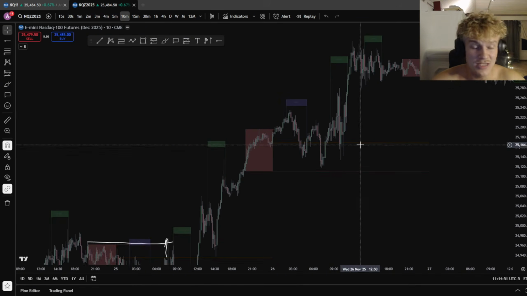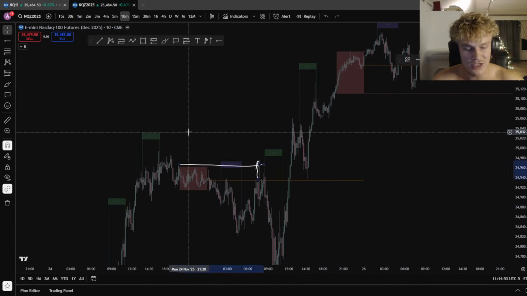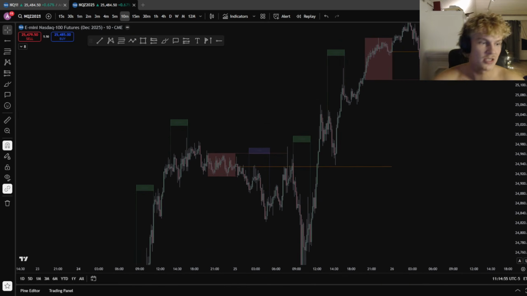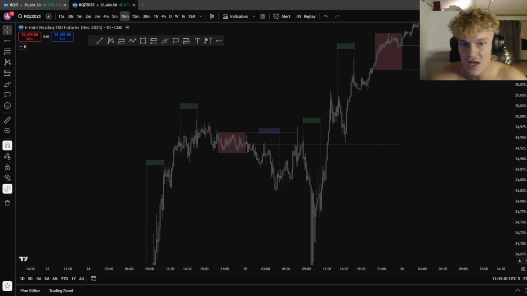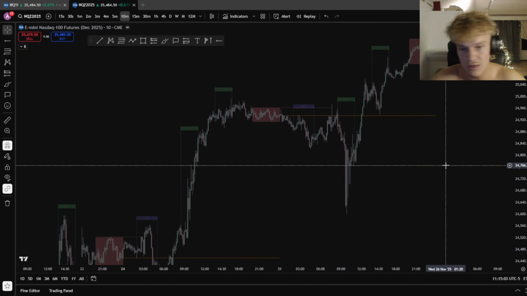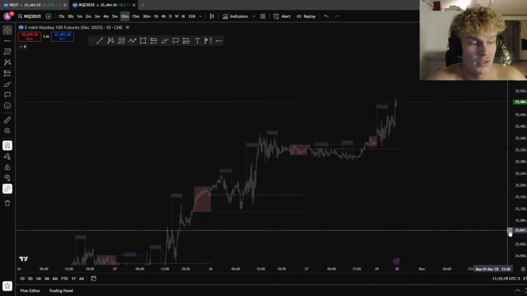Now, I'm not saying that this will happen every single time that you take trades off these liquidity points, but that's why we make strategies and use confluences. We use them to find our entries to target other points of liquidity. And yeah, that's basically it.